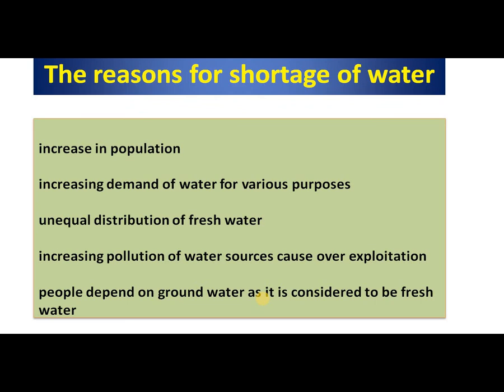Why the shortage of water? There are so many reasons for shortage of water, which include increase in population, increased demand for water for various purposes, and unequal distribution of fresh water because it is not available everywhere equally. Increasing pollution of water sources causes overexploitation, and people totally depend on groundwater as it is considered to be fresh water. These are some of the reasons for shortage of water.